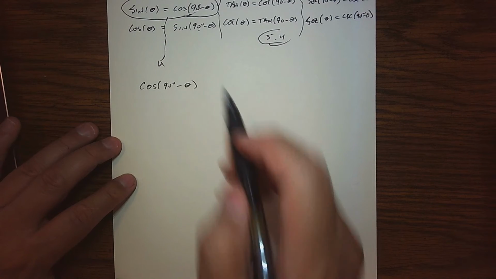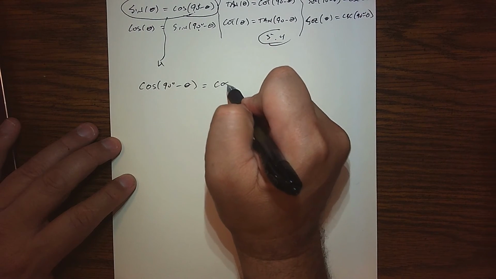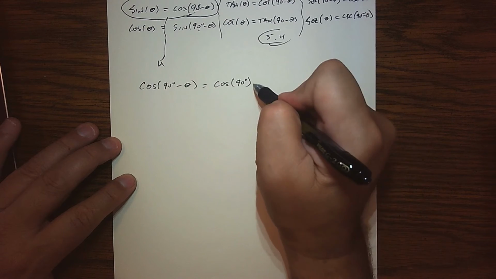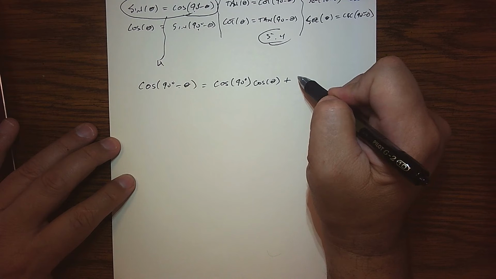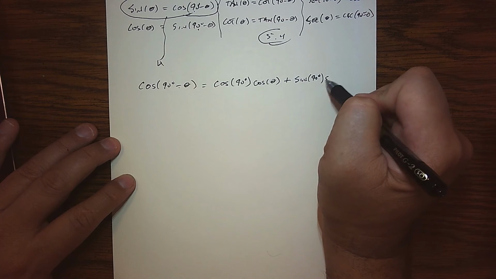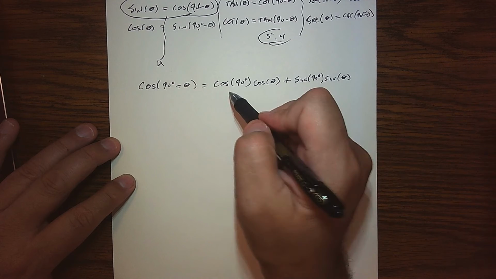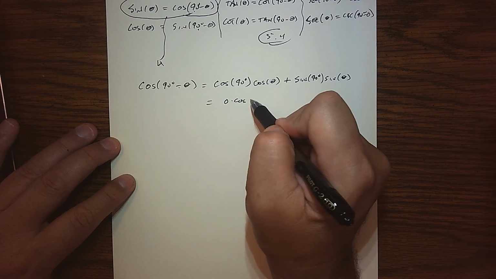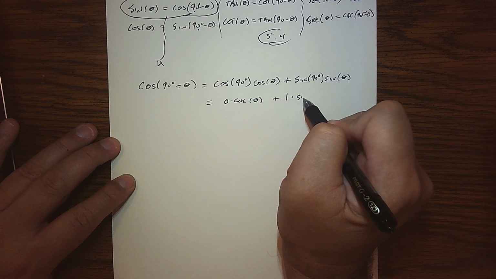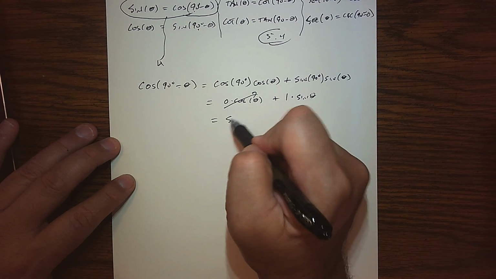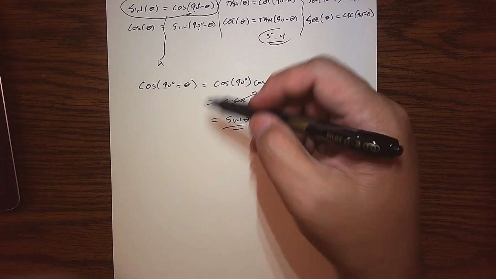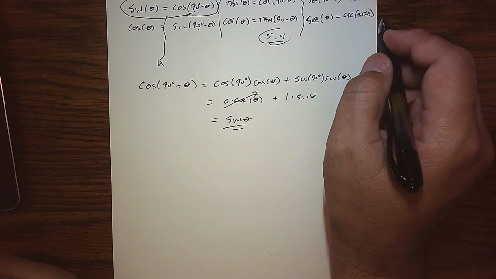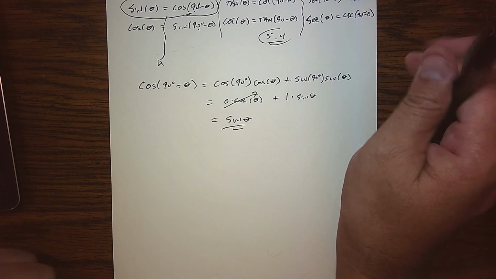Well, if we use our difference formula, what we end up having is the cosine of 90 cosine of theta, minus means we have a plus, the sine of 90 the sine of theta. We know that this is 0, and we know that this is 1. Anything times 0 is 0, and we're left with the sine of theta. So there's your proof, using our cosine of a difference to come up with that. All right, so there's your reminder about what those cofunction identities are.